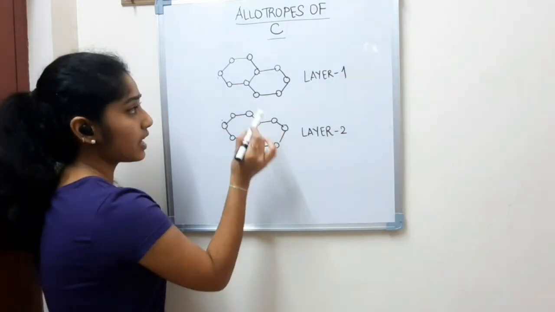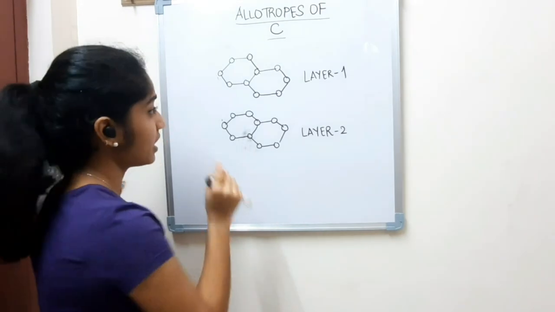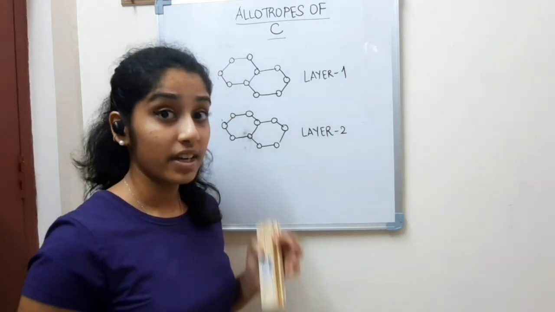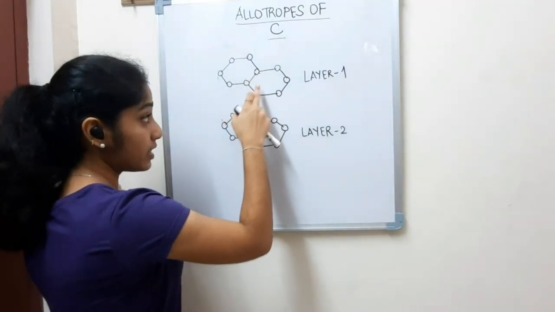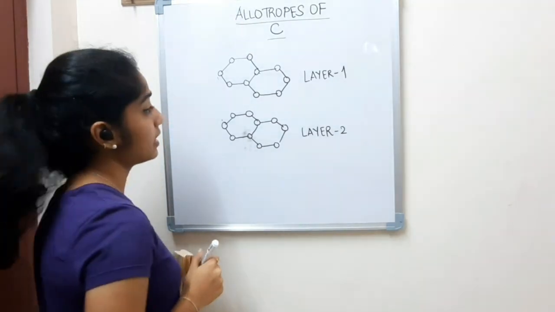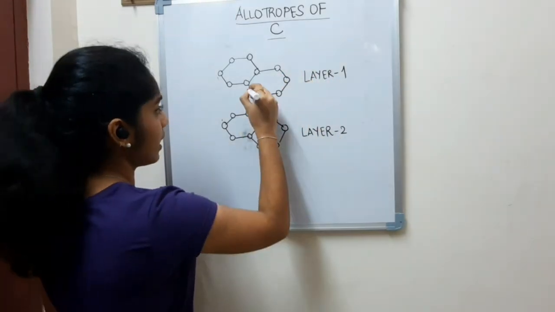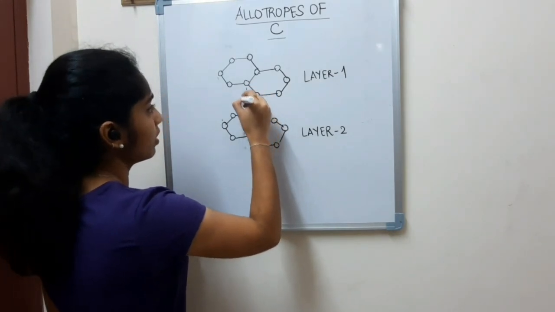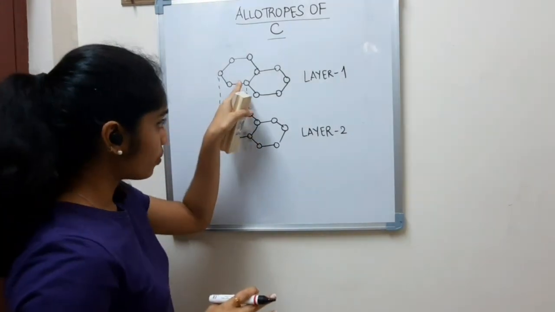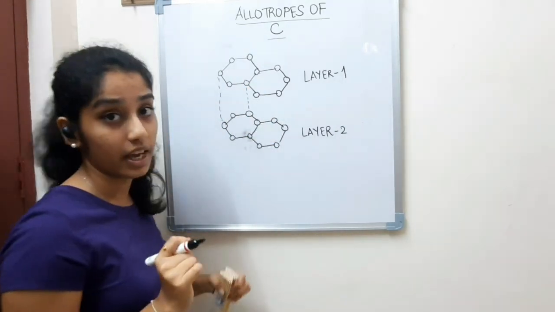Let's see the first layer. Each carbon atom is attached to 3 more carbon atoms, right? Each one of them. We know that the valency of carbon is 4, but only 3 valencies are satisfied here. So for the 4th valency, each carbon atom is attached weakly towards the 2nd layer or any adjacent layer, like this. So they are weakly attracted. They form weak bonds between the carbon atoms from the 1st layer and the 2nd layer.